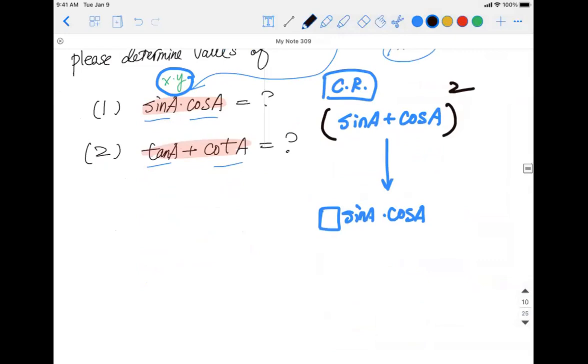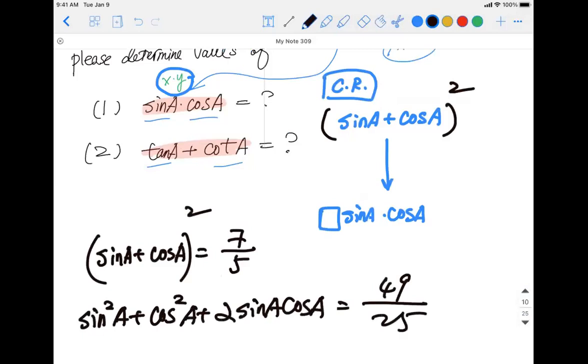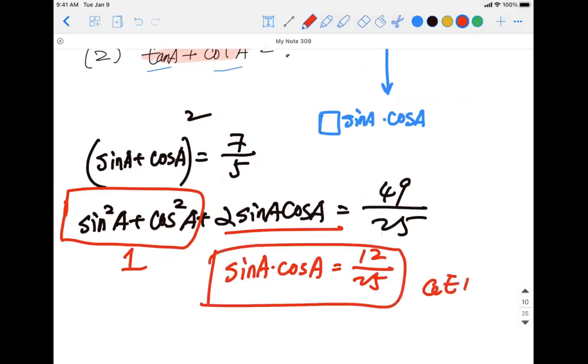So let's have a look. Sine A plus cosine A equals 7/5. Let's do a perfect square. Sine squared A plus cosine squared A plus 2 sine A cosine A equals 49/25, right? But like I told you, there are only two things I want you to remember for this trigonometry basics. One is sine squared A plus cosine squared A equals 1. The other is sine A over cosine A equals tangent. So that one will equal 1. Therefore, sine A times cosine A will equal 12/25.